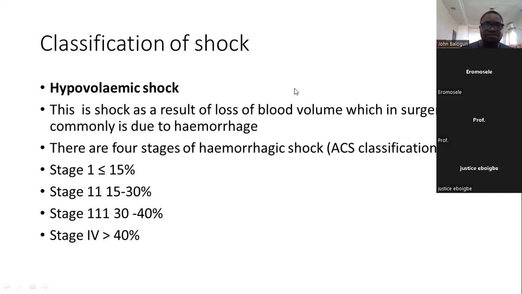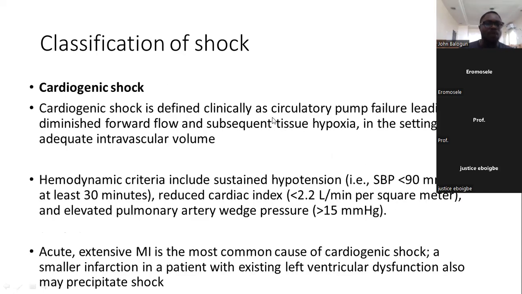So can we now progress? Now that we've talked about hypovolemic shock, a possible question may occur on another type of shock, which is cardiogenic shock. Cardiogenic shock simply means failure of tissue perfusion as a result of failure of the heart to pump blood. The heart is considered the major organ responsible for pumping blood around the body.